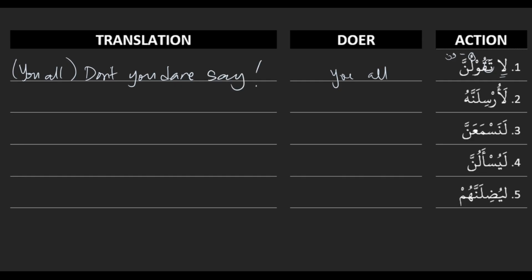Number 2. لأرسلنه. So who is the attached pronoun? Hu, and then we have the ending na, which is the emphasizer nun. And then what do we have on the last letter? A fatha, which tells us it used to be u. Right, so we have a u, and then our first letter is what? A hamza. So we have hamza plus u, which tells us I.